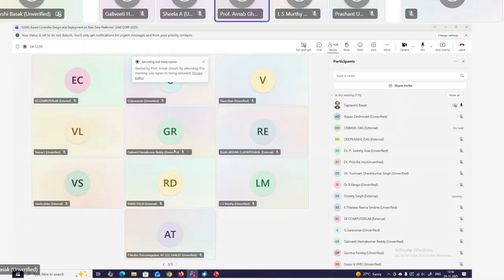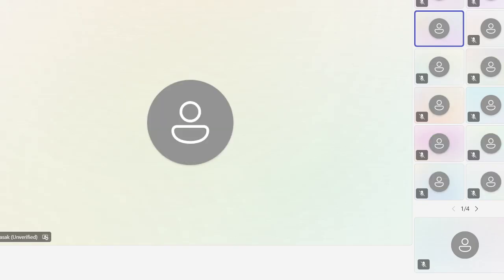Any other queries? Okay, I think there is no query, sir. Your presentation is very good. You have started from the very scratch level up to real-time application. It's really nice. I hope the participants are able to understand a lot of things from your presentation. Thank you, sir, for giving us your valuable time and delivering the nice presentation.